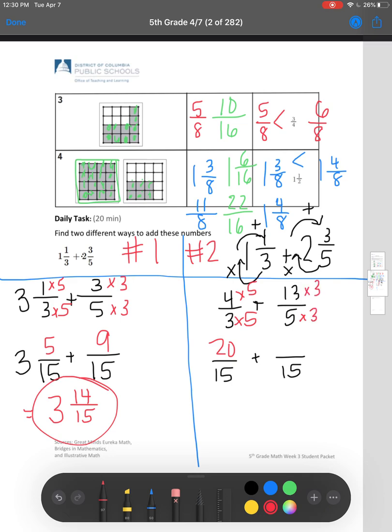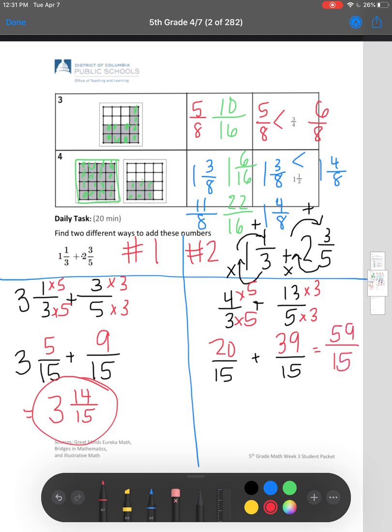And 13 times 3. If you don't know that off the top of your head, that's okay. You can say 13 times 3 off to the side. 3 times 3 is 9, and 3 times 1 is 3. So that's going to give you 39/15. Okay. Now I have 20/15 plus 39/15, and what does that equal? Well, I know that 39 plus 20 is going to give me 59/15.